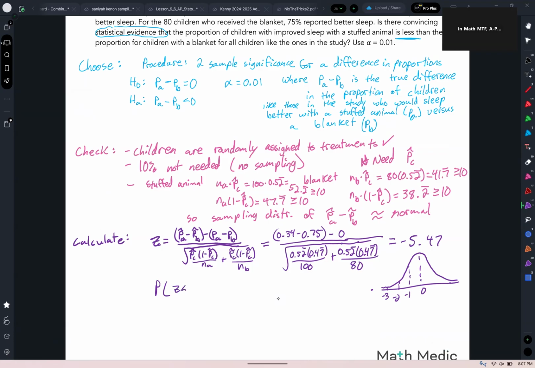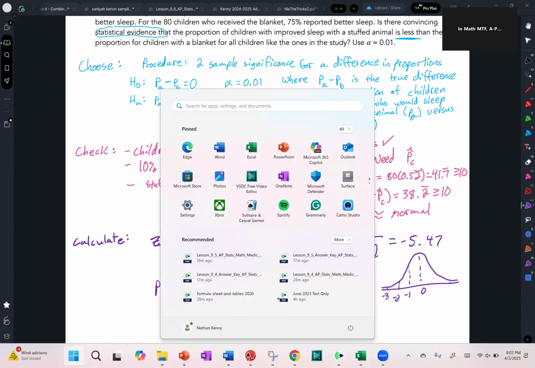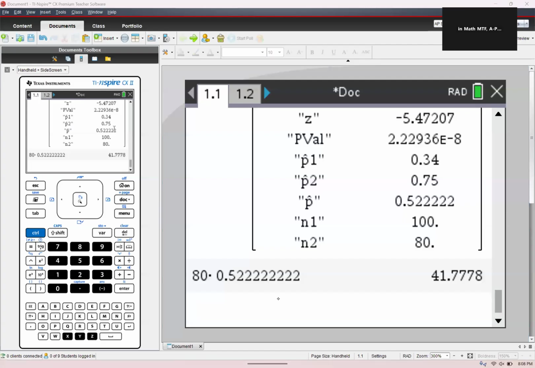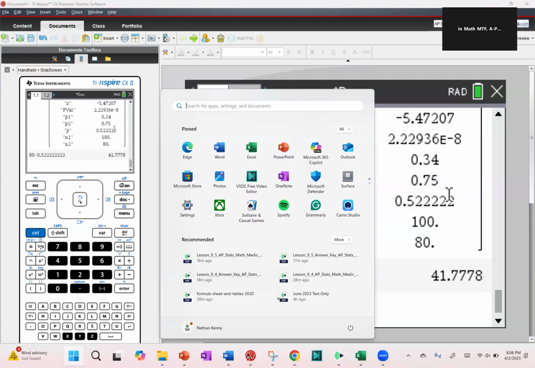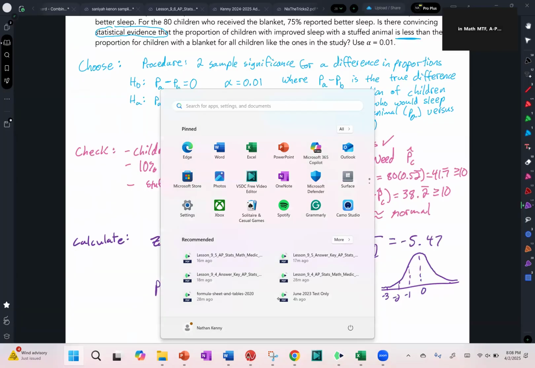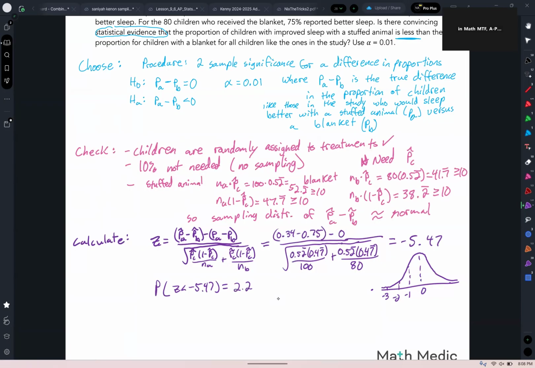So the probability that z is less than negative 5.47, and so many students are going to be tempted to write, I think it was 8.4 something. No, way off, 2.23. 2.23, but that's not what it says. It says e negative 8, so divided by 10 to the 8th, which is essentially 0. Okay, and so there's my calculate.